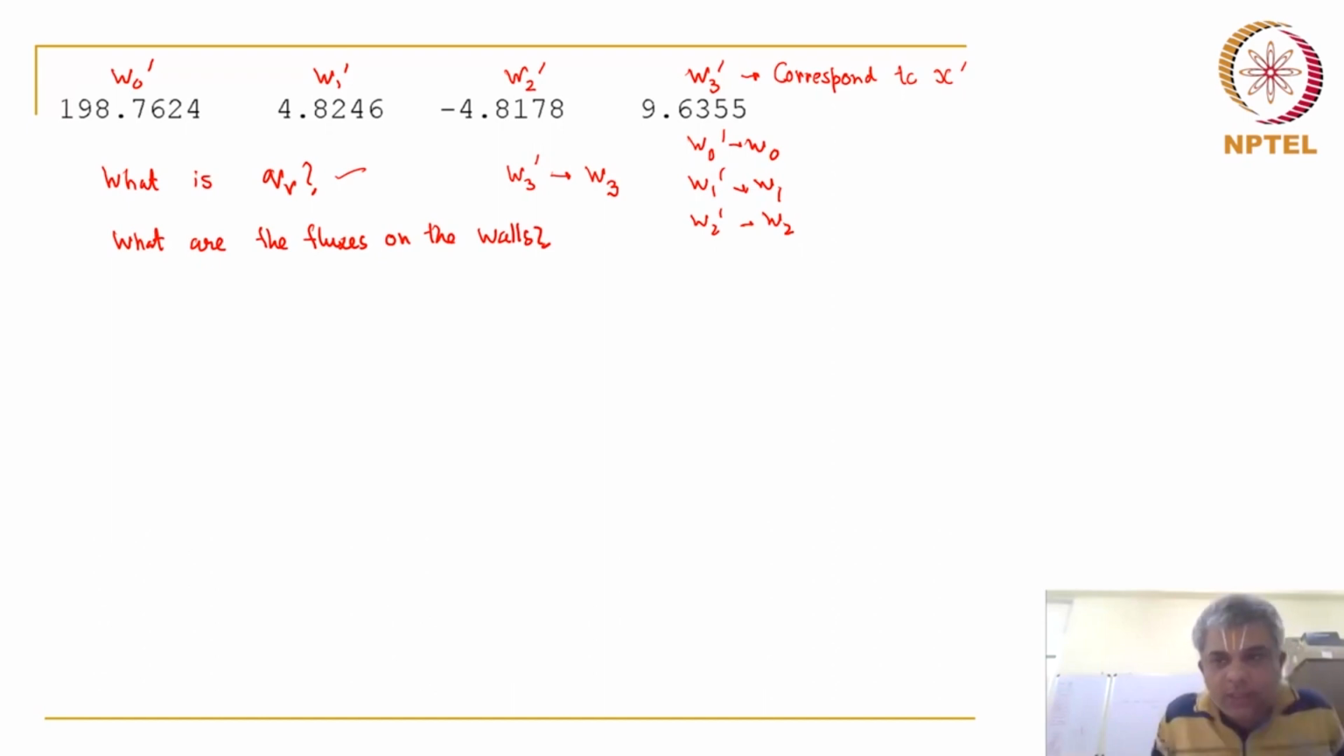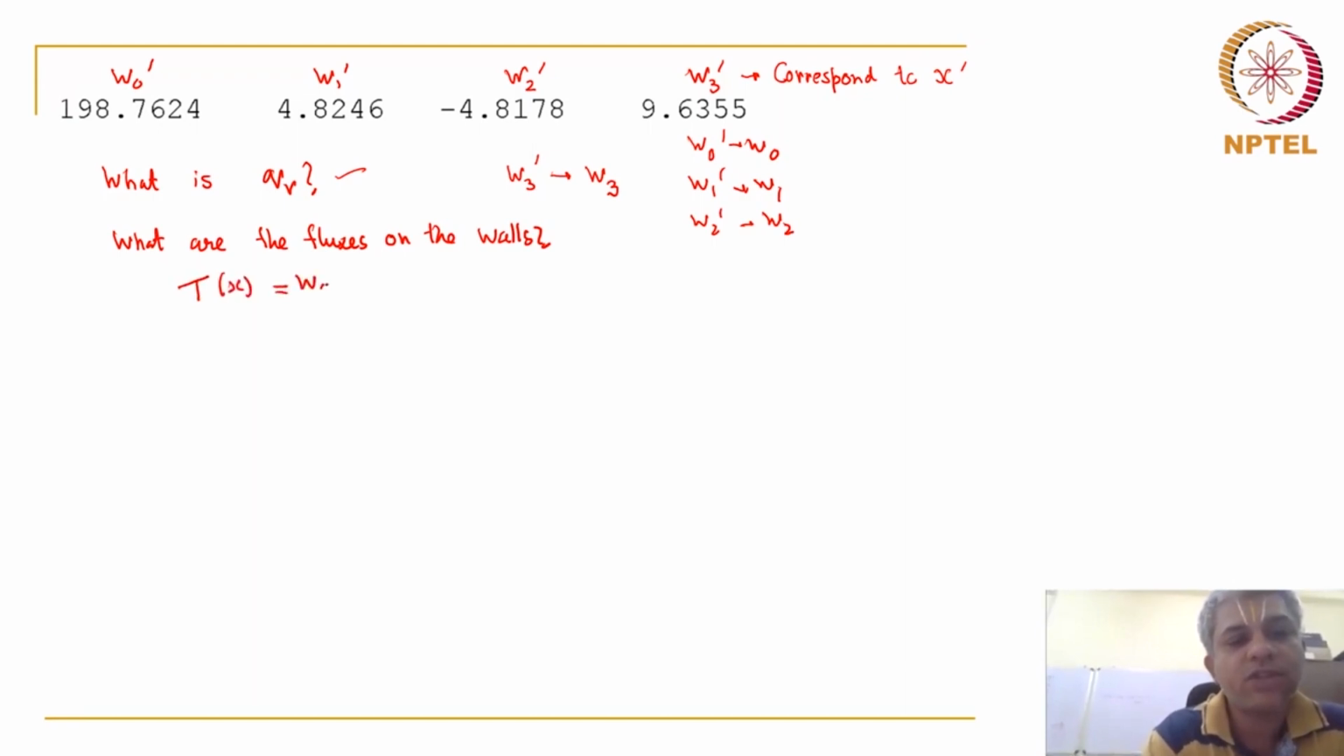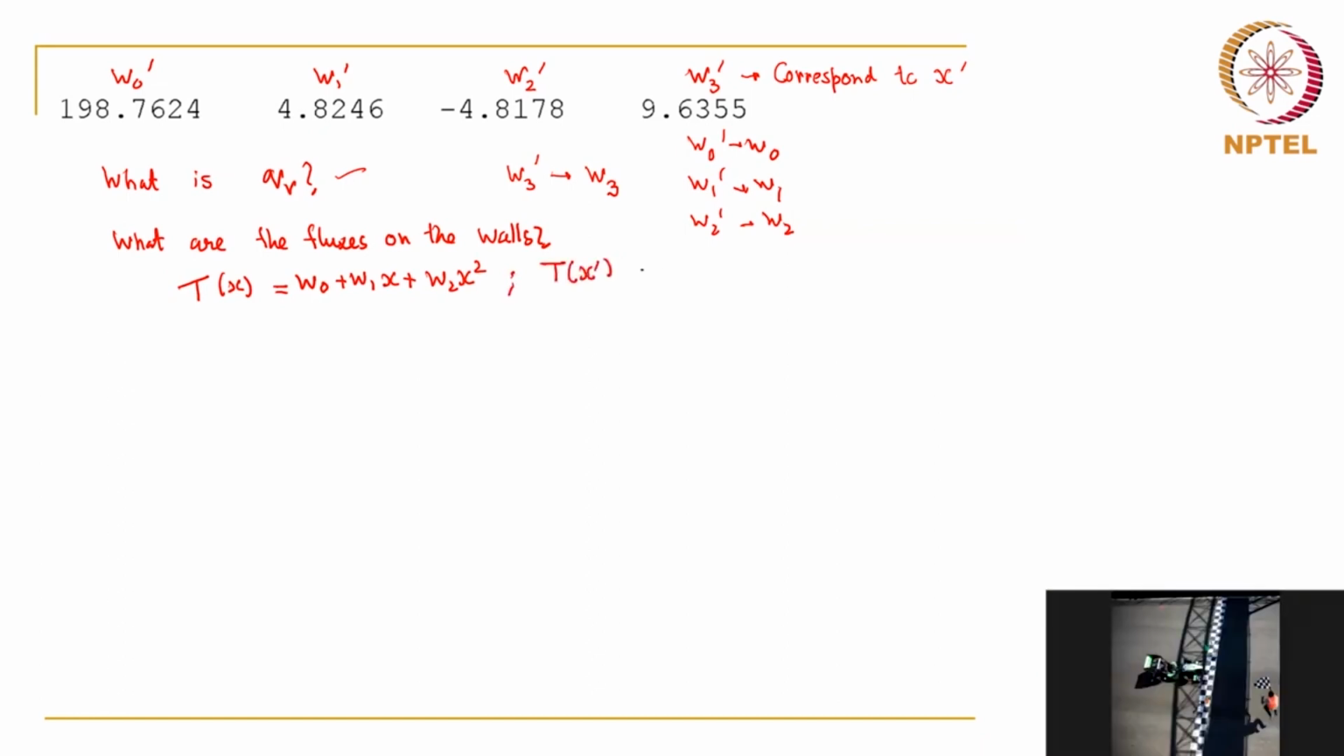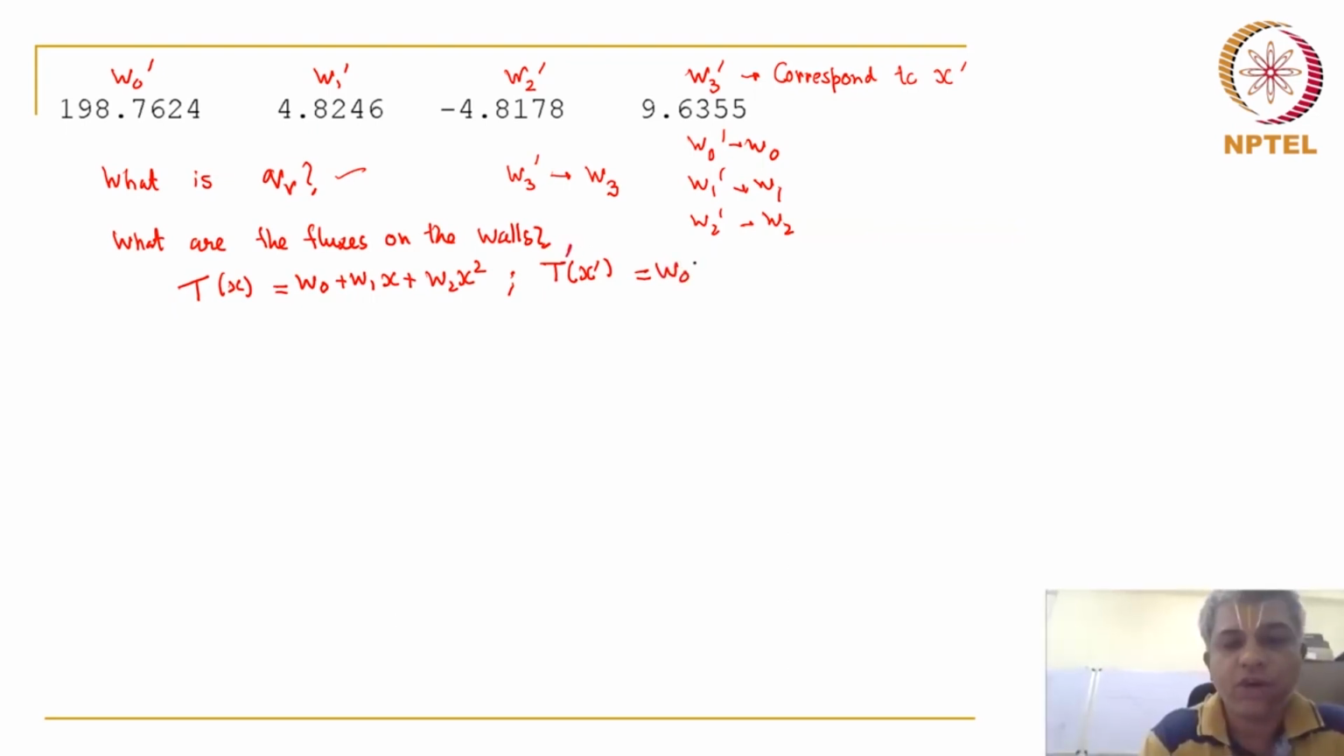So this was the situation yesterday, and I asked you how we could shift from X prime to X. I want to know again if somebody has an answer for that. So I'll just repeat the question. We had T of X, which was W0 plus W1 X plus W2 X square. And we also had T of X prime. Actually, we should call it T prime of X prime, mathematically.